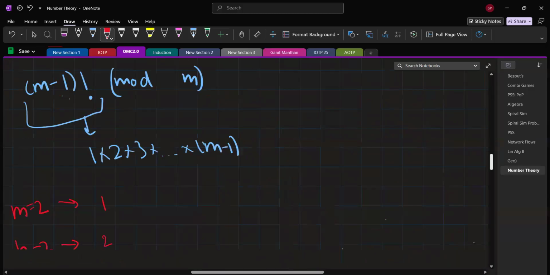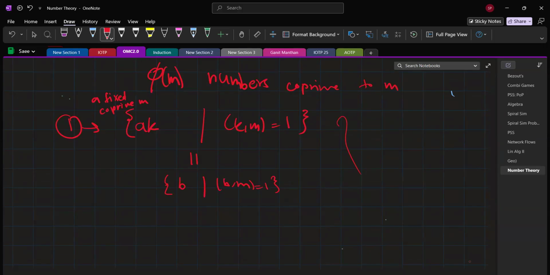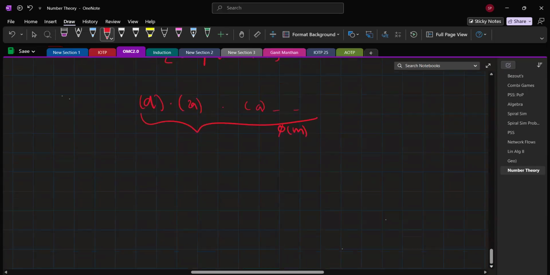Right? And then what you will end up with is basically a to the phi of m, because you'll have phi of m numbers in that set. So you'll have a, then let's say m is odd, so you'll have a, 2a, something times a, and so on. You'll have phi of m such terms, which means that the exponent of a is going to be phi of m. And after cancellation, you're going to be left with 1. So you're going to get a to the phi of m is 1 mod m.